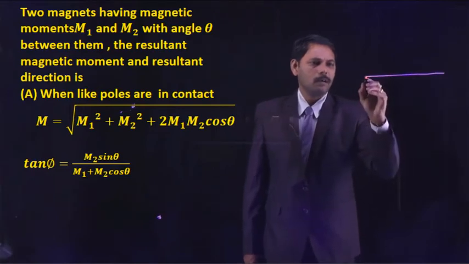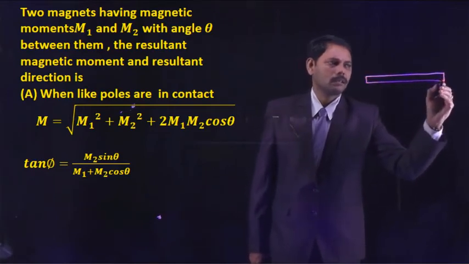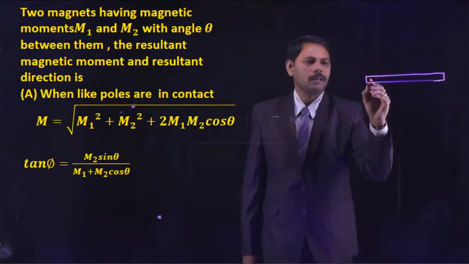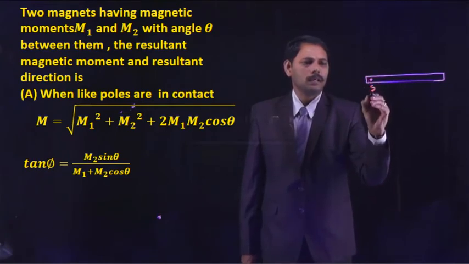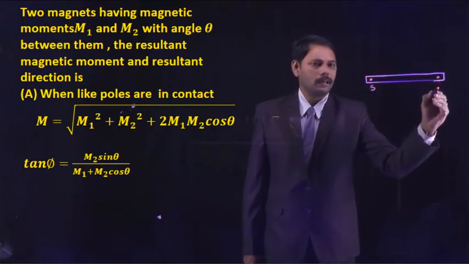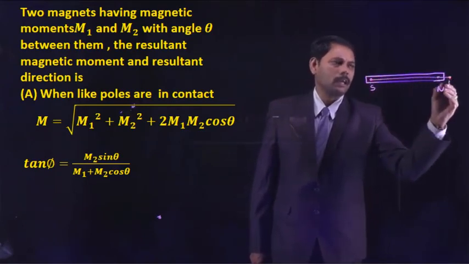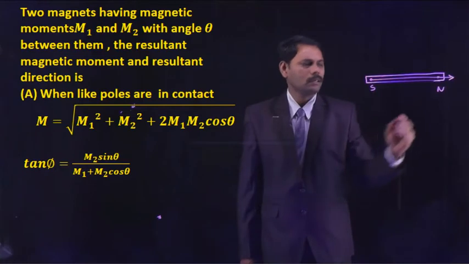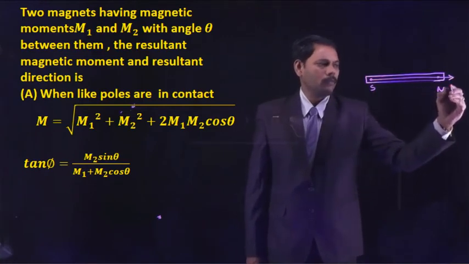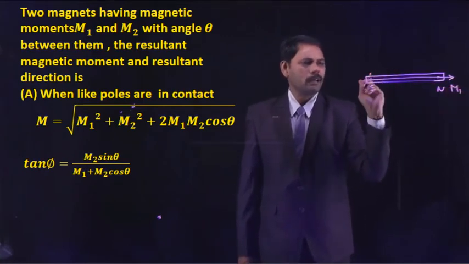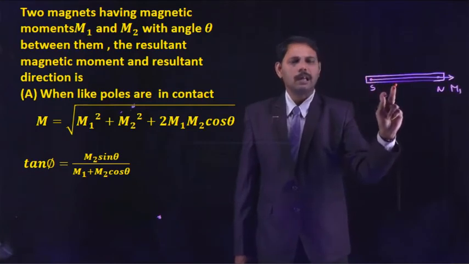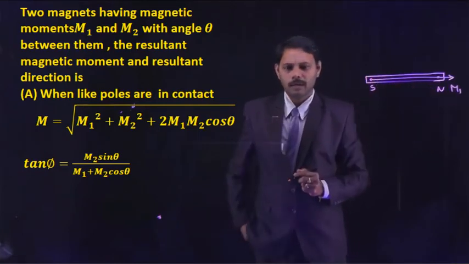Let this be a bar magnet. We have a bar magnet with the south pole at the left end and the north pole at the right end. From south to north is the magnetic moment of the first bar magnet, m1. This is the first magnet placed as shown in the diagram.